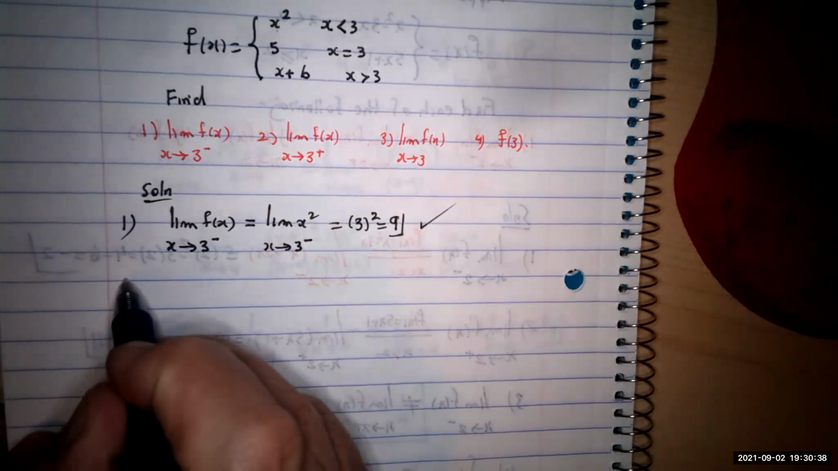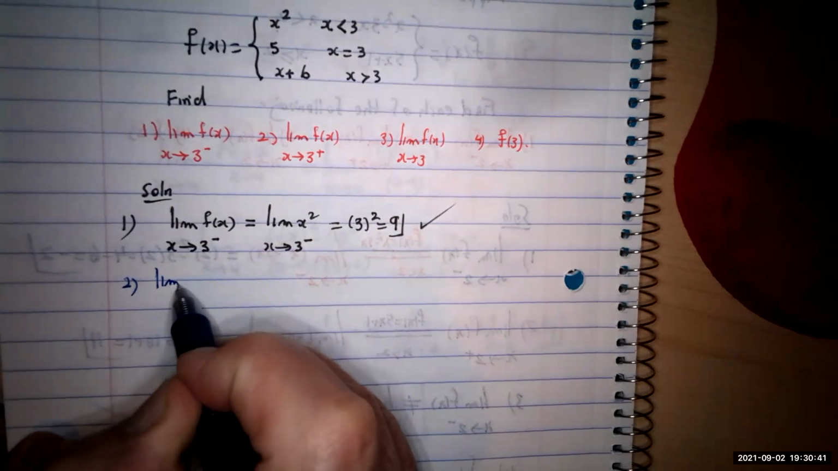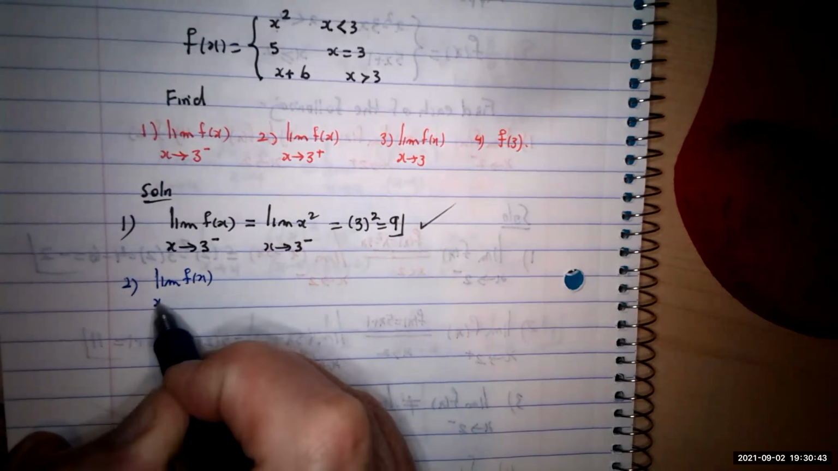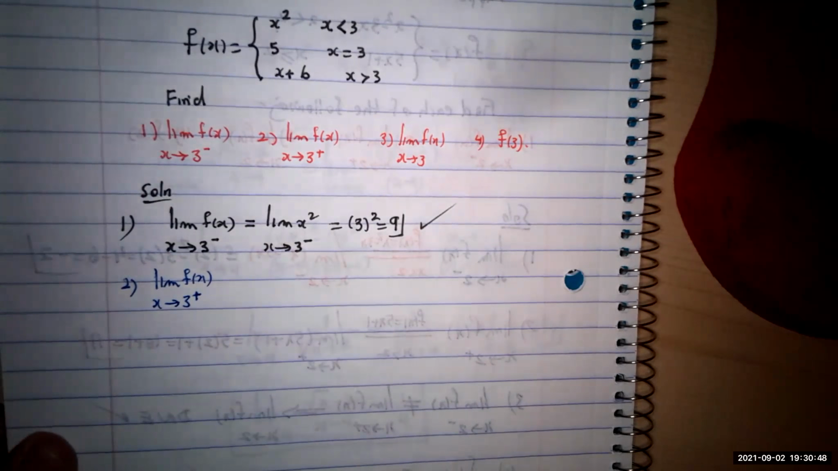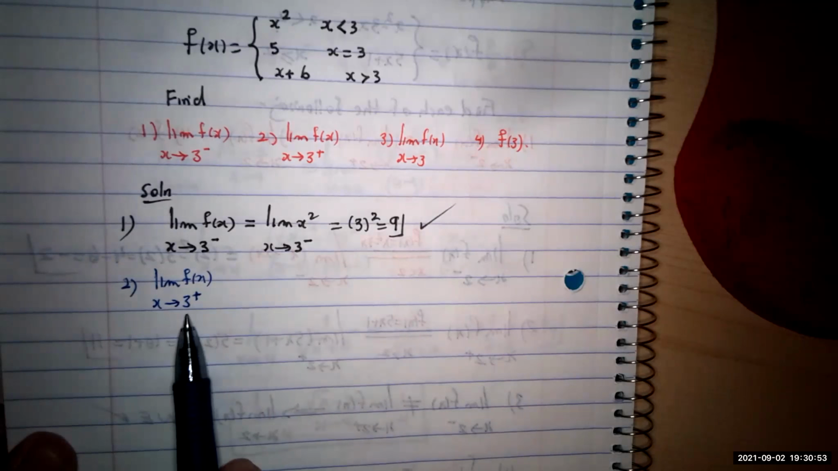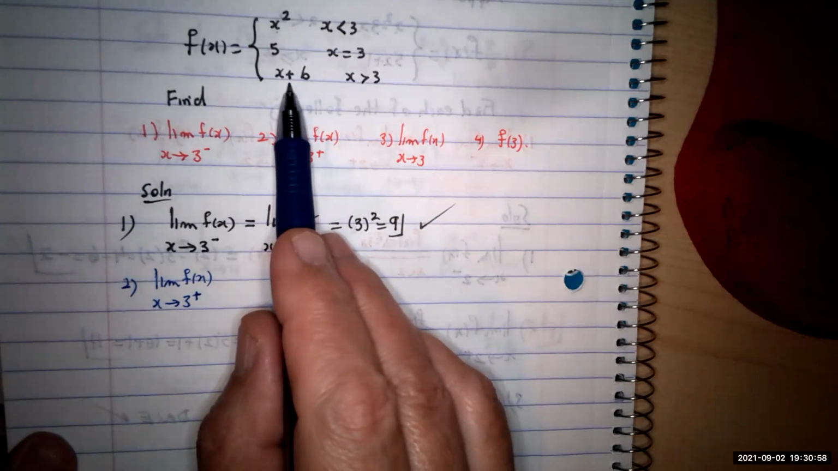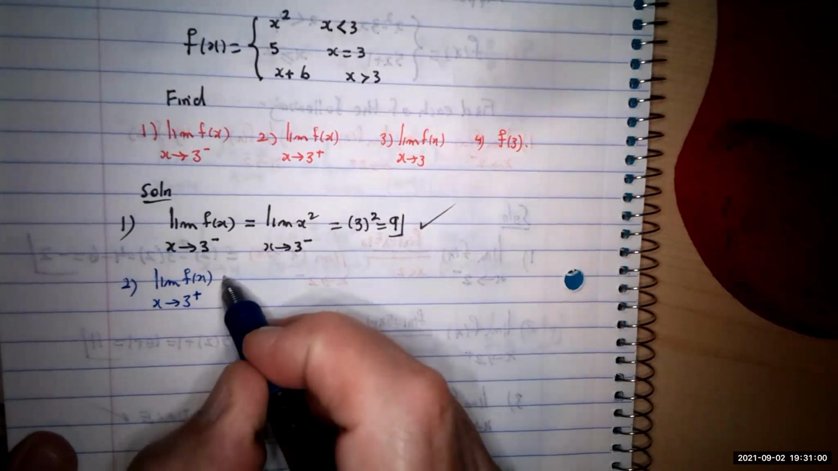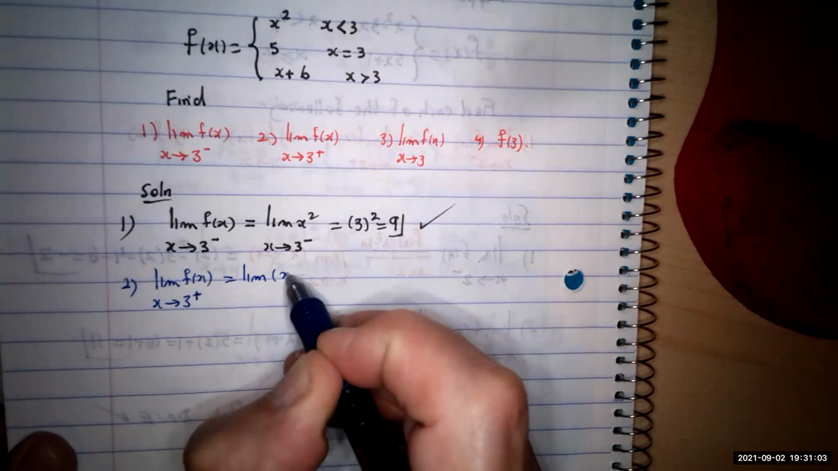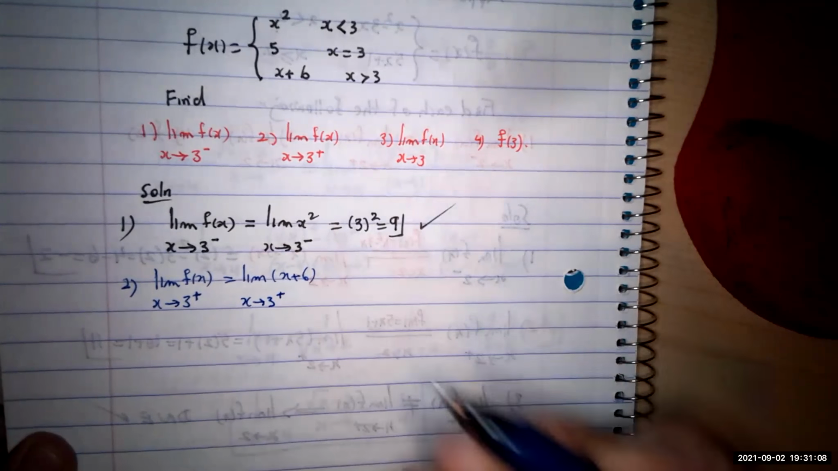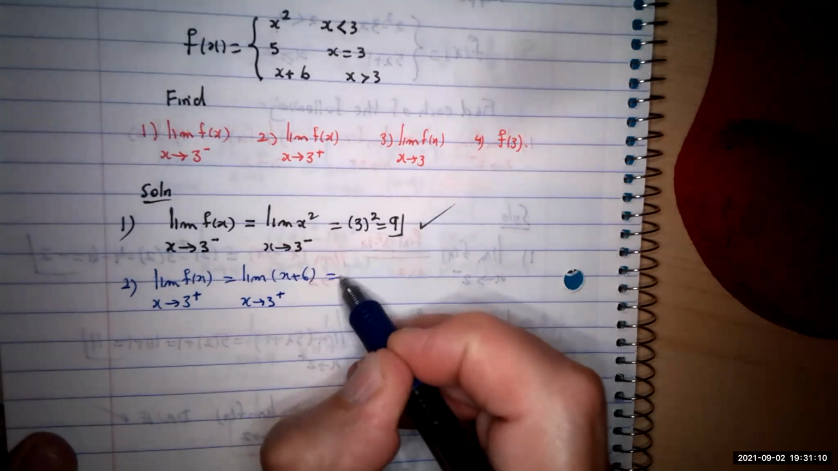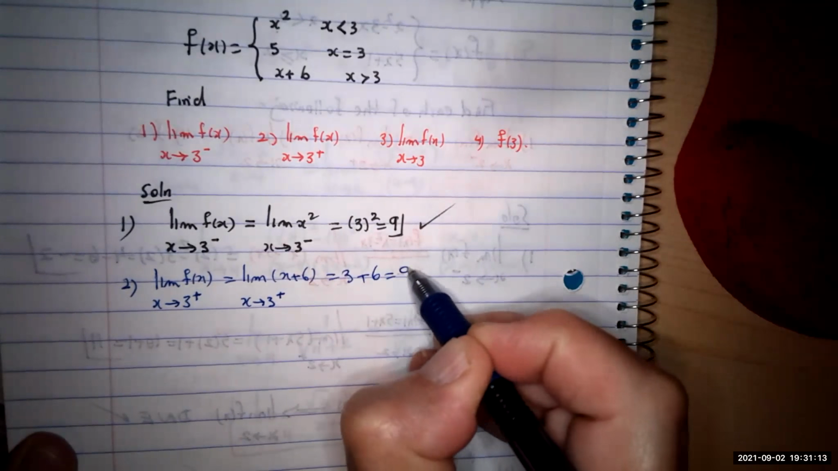So we go to the second part. In the second part, we want to find the limit of f of x when x goes to 3 positive. Again, x goes to 3 positive. You know that it means from the right. From the right means x is greater than 3. When x is greater than 3, the function to be used is x plus 6. So it's going to be equal to the limit of x plus 6 as x goes to 3 positive. So from now, it's just a substitution. It's going to be 3 plus 6, which is equal to 9. That's it.